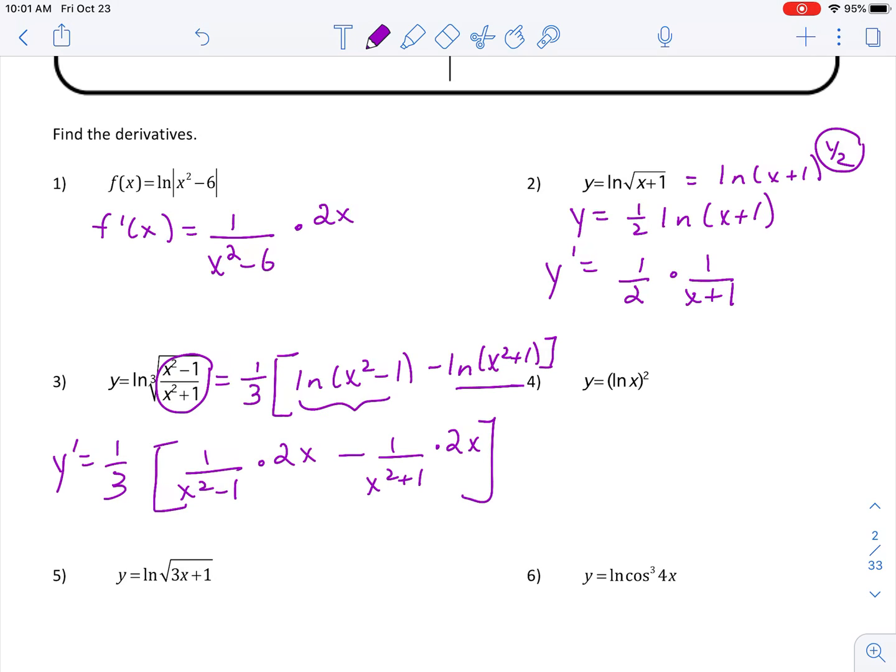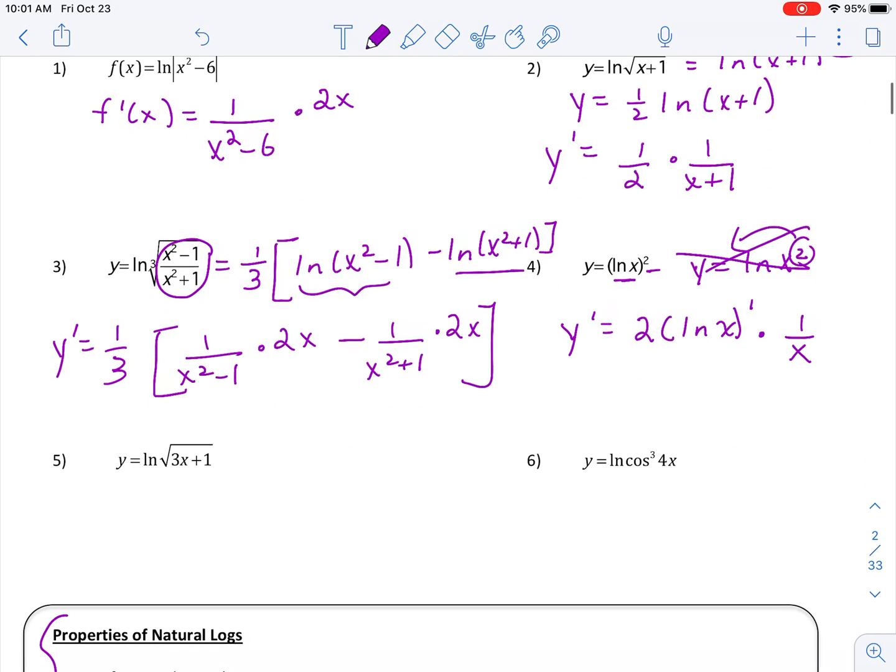Okay. This one here, be careful. People want to bring the 2 down in the front, but that would be if I gave you this. Then you can bring that 2 here. This is the whole thing raised to the 2nd power. So when you take the derivative, you're going to bring down the 2, reduce the power by 1, and don't forget, chain rule on the inside function, which is 1 over x.